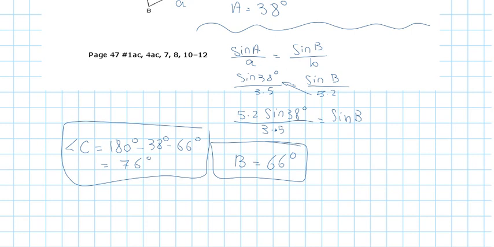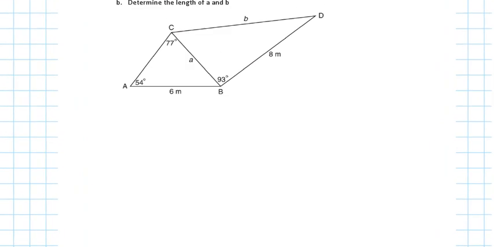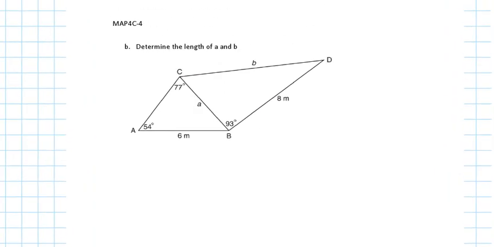Any questions about a question like this where you have to find all three different angles? Okay, I'm going to leave you with this question. You are to determine the length of a and the length of b. You have two different triangles. You might have to work with one first and then the second one. Just figure it out. Find both side a and side b.